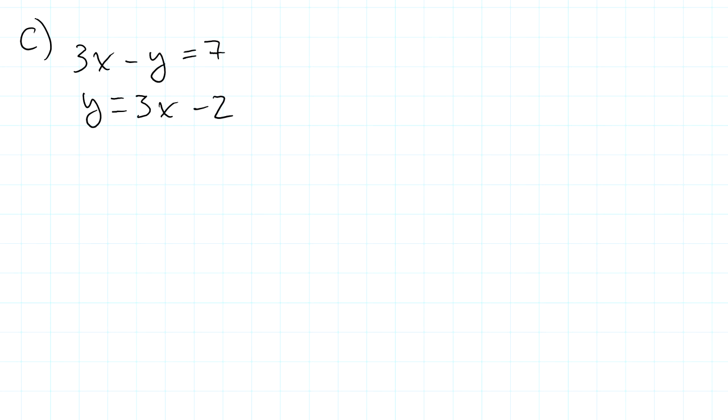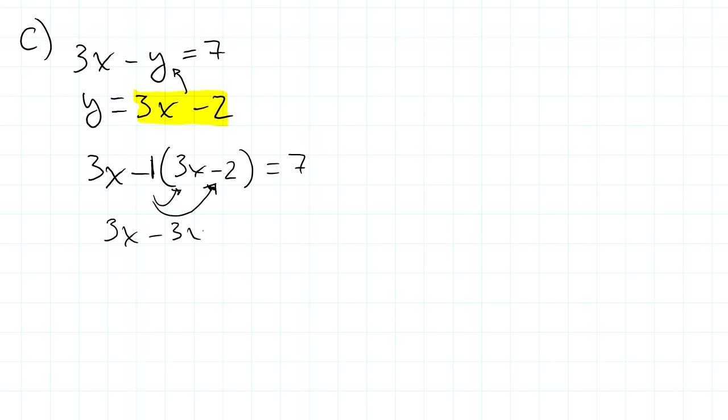On to part C, and I am once again thinking substitution, because this turns out to be a replacement for y, right? Y is 3x minus 2. So I'm going to plug that into the first equation. That first equation becomes 3x minus, and then I use the parentheses, 3x minus 2, and that equals the number 7. If I distribute this negative 1 to each of these terms, it becomes 3x minus 3x plus 2 is 7. This is 0, so I just got the expression 2 is 7. And say, what? This is clearly a contradiction.